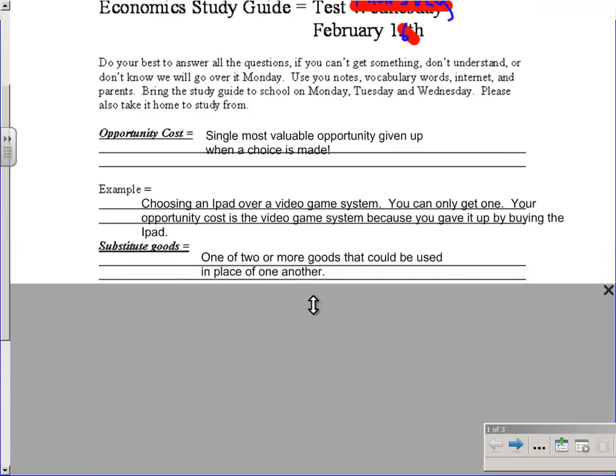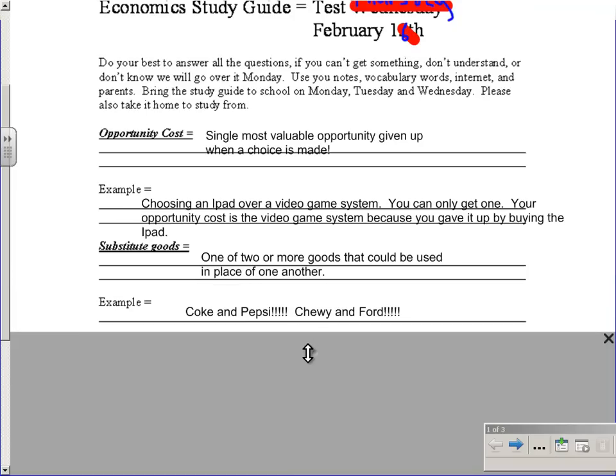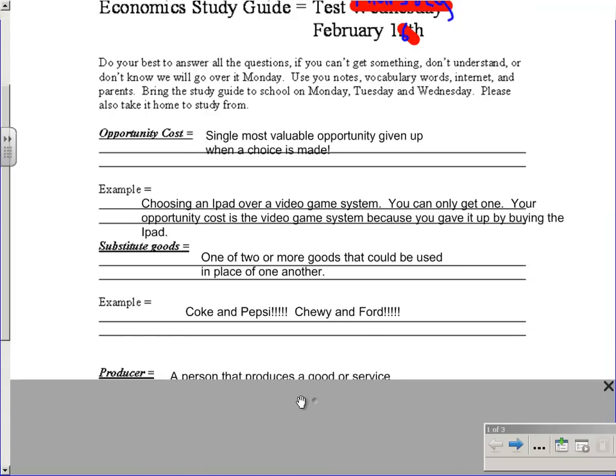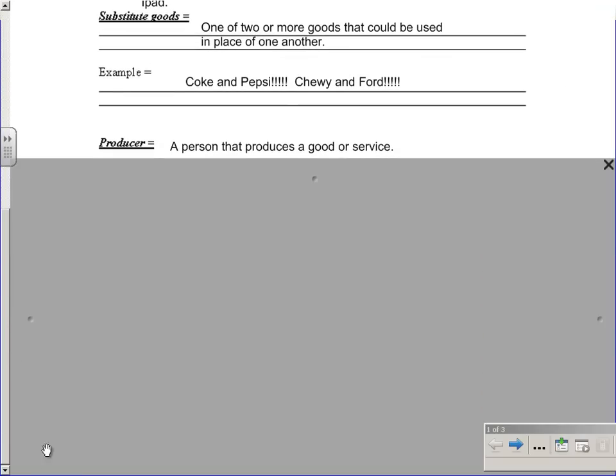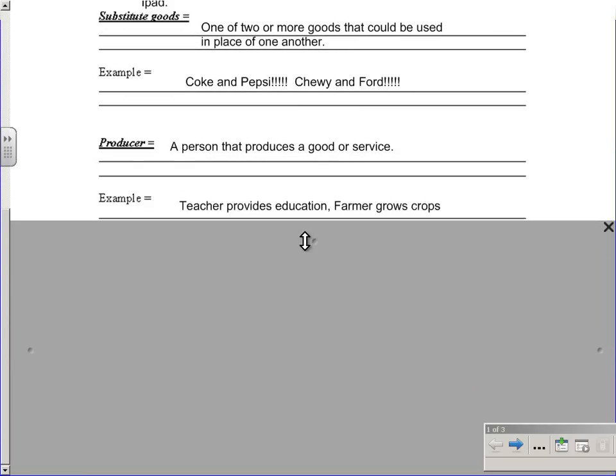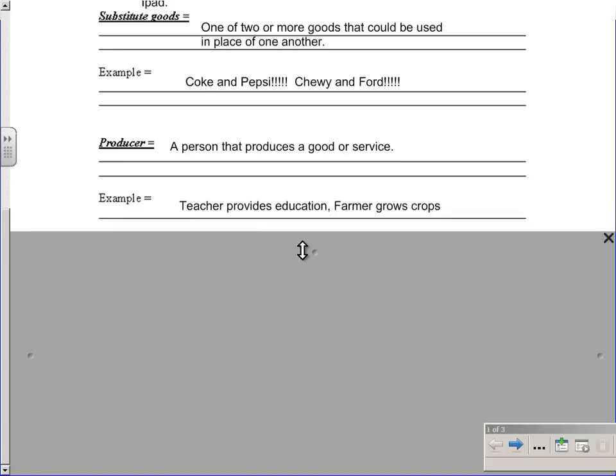Substitute good: one of two or more goods that could be used in place of one another. We came up with some great examples. Coke and Pepsi, Chevy and Ford. A producer is a person that produces a good or service. We talked about how a teacher provides education and a farmer grows crops. Both of them are producing something, whether it's a service or a good.